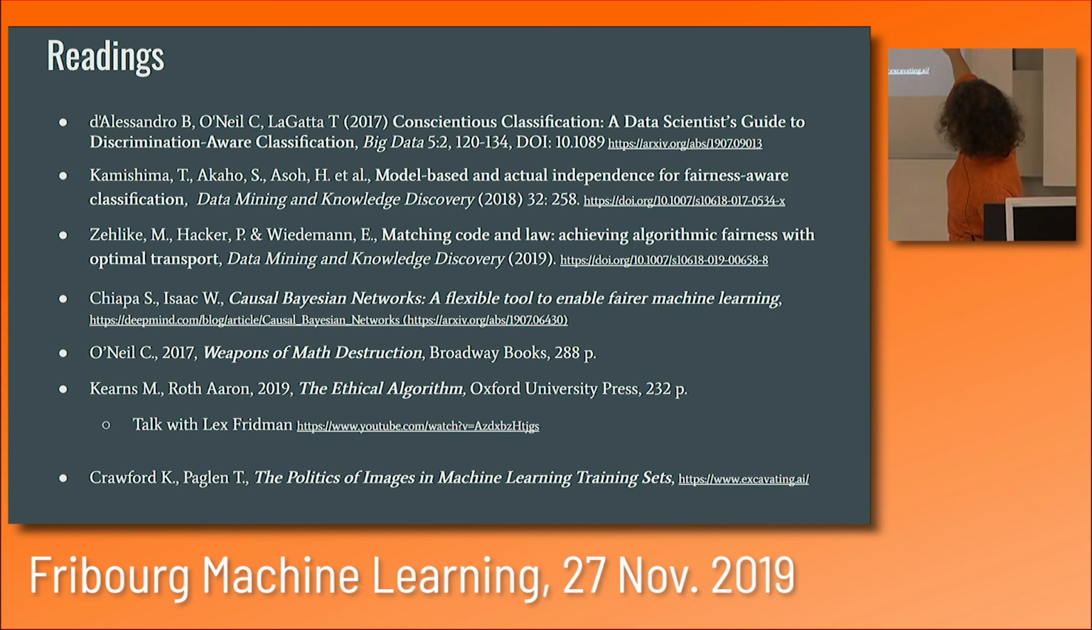It is a causal Bayesian network, a flexible tool to enable fairer machine learning. So that's some of the articles I used. The first one is the main one I followed for the presentation. Kamishima is the one where there are the regularizer functions. Zemel also has some regularizer and then the augmented loss function. The causal Bayesian network. Weapons of Math Destruction.